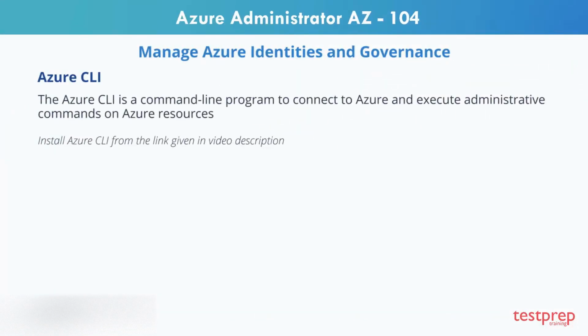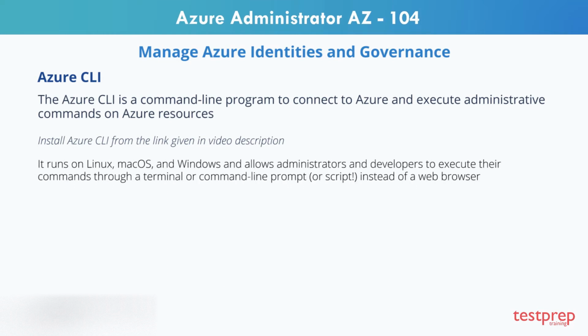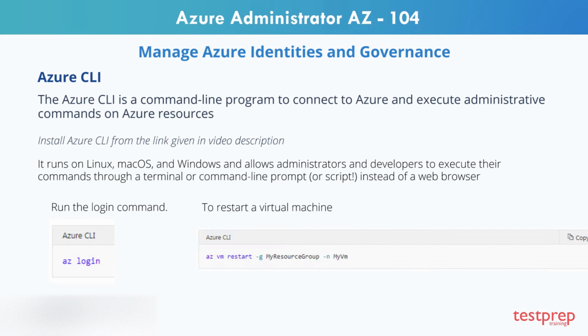The Azure CLI is a command line program to connect to Azure and execute administrative commands on Azure resources. It runs on Linux, Mac OS, and Windows and allows administrators and developers to execute their commands through a terminal or command line prompt instead of a web browser. For example, to restart a virtual machine, you would use a command like the following.